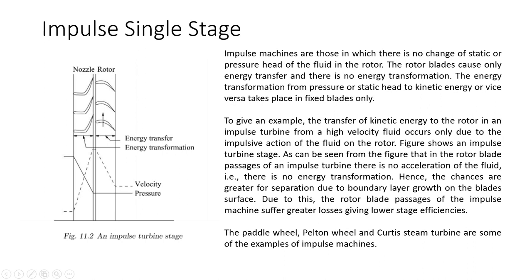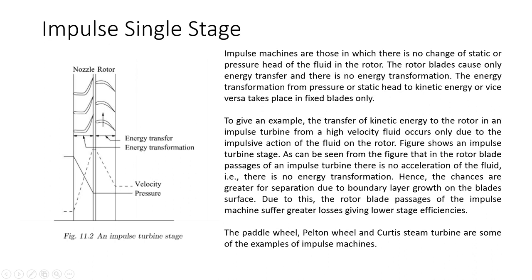So obviously this will act like a nozzle, so thereby your velocity will increase and pressure will decrease. One key thing to keep in mind here: in an impulse stage, the energy transformation, that is, the static head getting converted to kinetic energy, thereby increasing the velocity, takes place only in the stator section. In the rotor section the velocity will decrease, as the kinetic energy is imparted into the rotor, thereby rotating it.